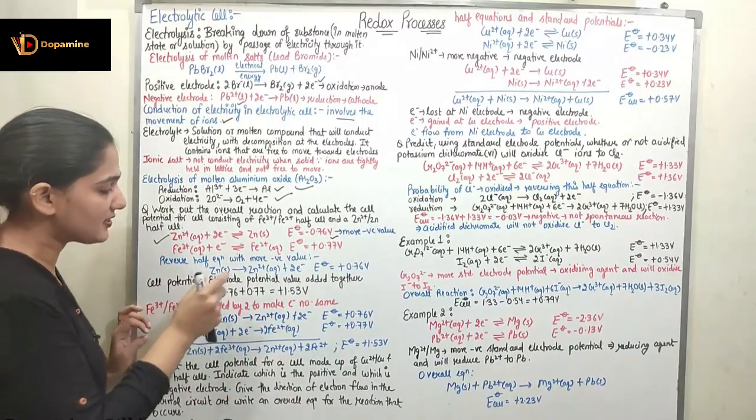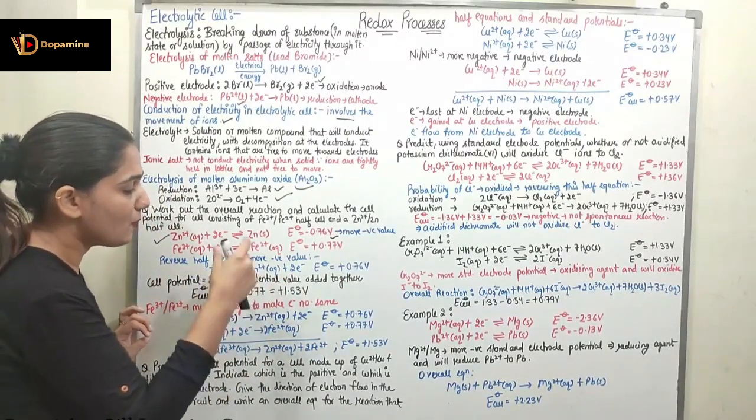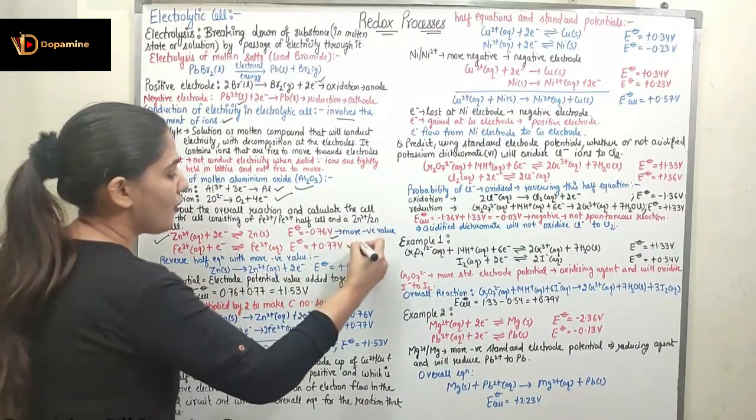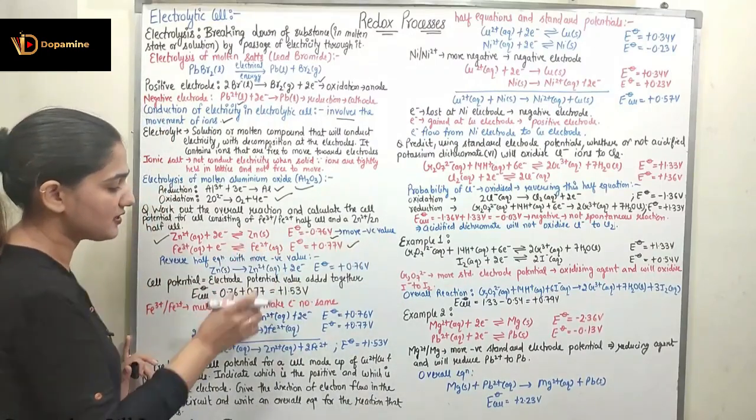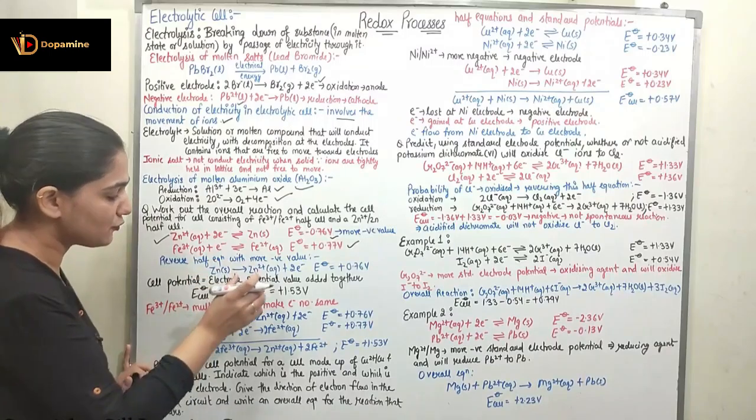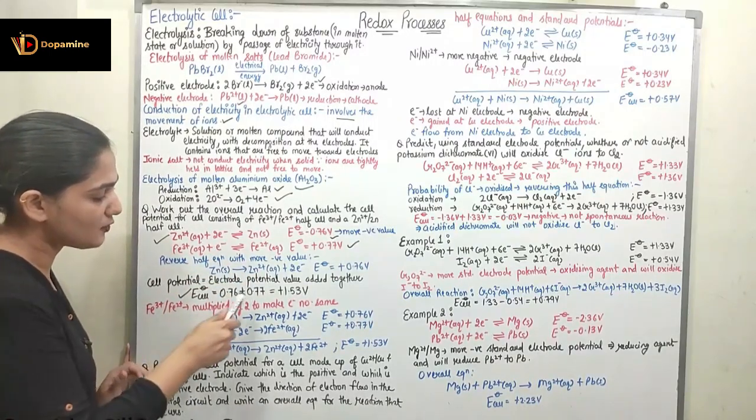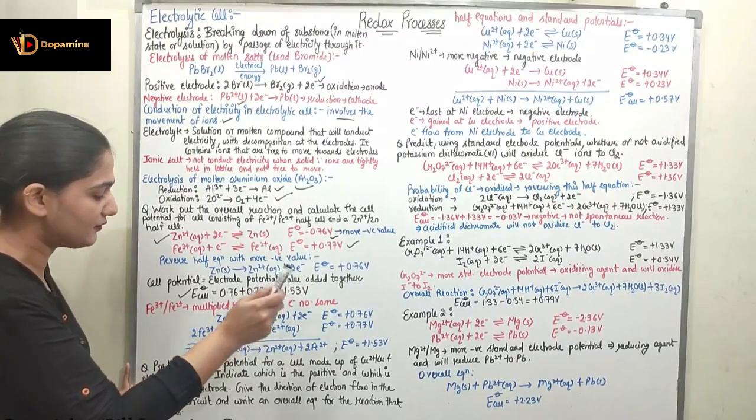So cell potential is the electrode potential values added together. So if I add the electrode potential value for Fe3+, Fe2+ and the Zn(s), Zn2+, I will be getting the E cell. So E cell is 0.76 plus 0.77, that is 1.53 volt.